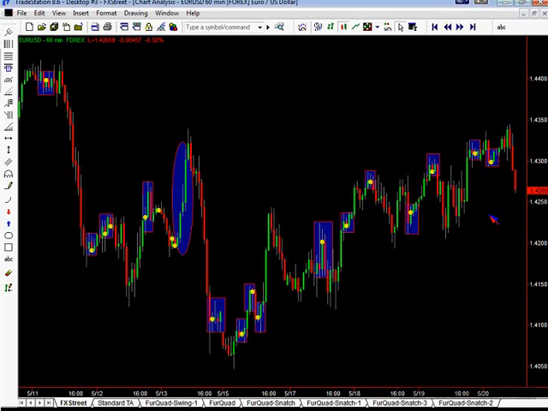So what I've just done now, while I was summarizing, is just highlighted the areas of the inside bars so that we can see and compare what we know to be true with the general consensus.